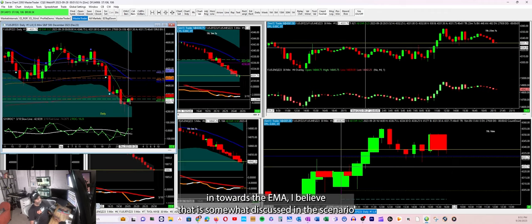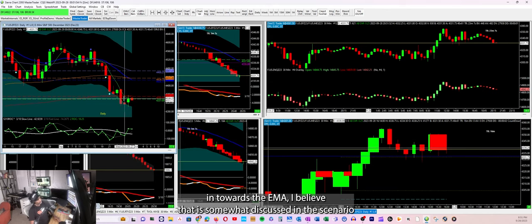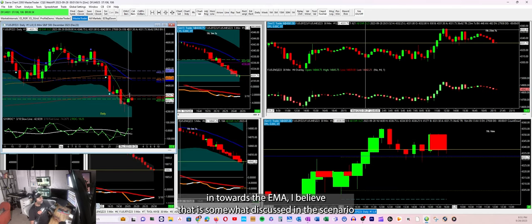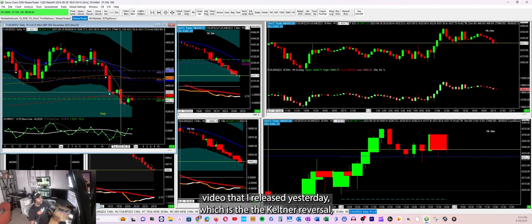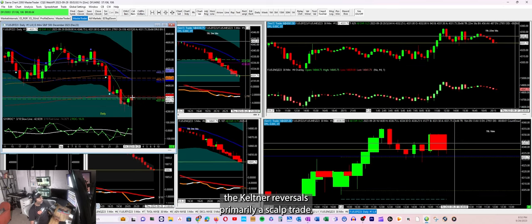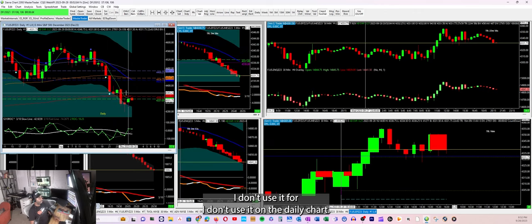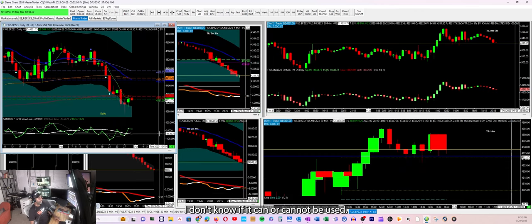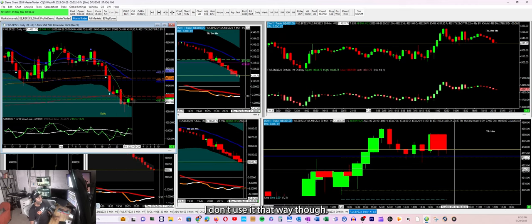I believe that is somewhat discussed in the scenario video that I released yesterday, which is the Keltner reversal. The Keltner reversal is primarily a scalp trade. I don't use it on the daily chart. I don't know if it can or cannot be used that way, but I don't use it that way.